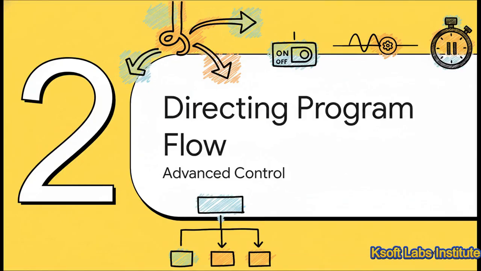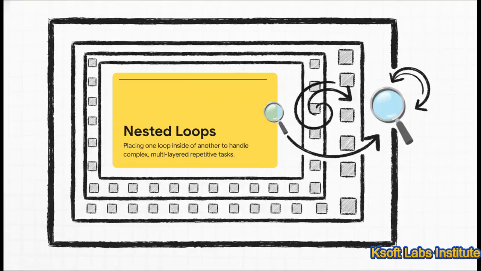Okay, so we've got our loops up and running. We know how to start them, but what about steering them while they're in motion? What if we need to be more of a conductor for our code's orchestra, not just the person who presses play? Well, that's where our next set of tools comes in, giving you that pinpoint advanced control over your program's flow.